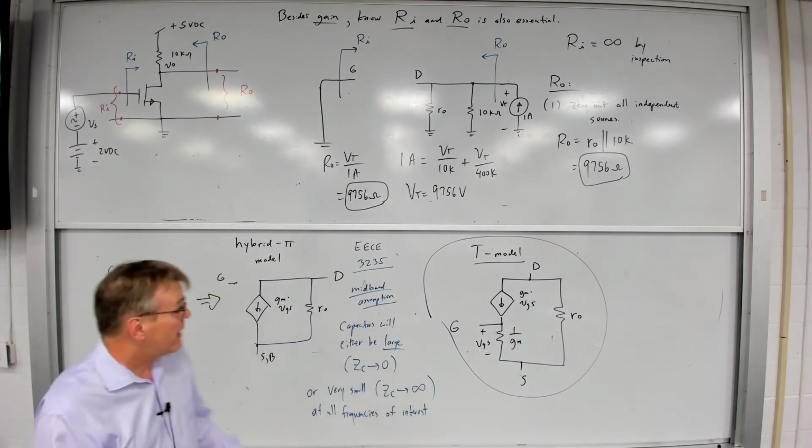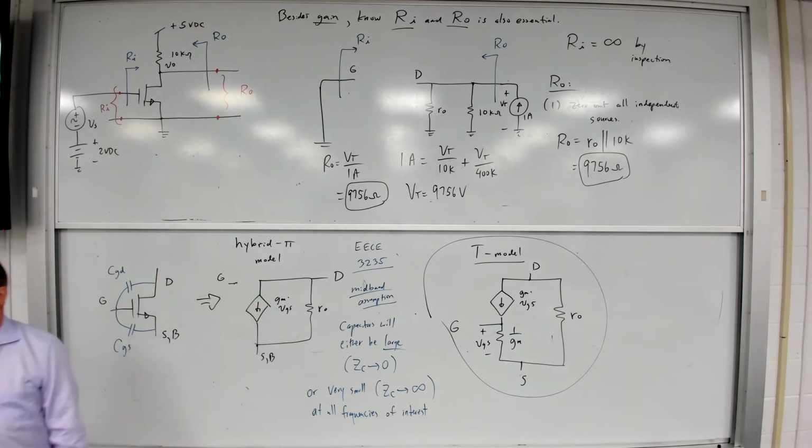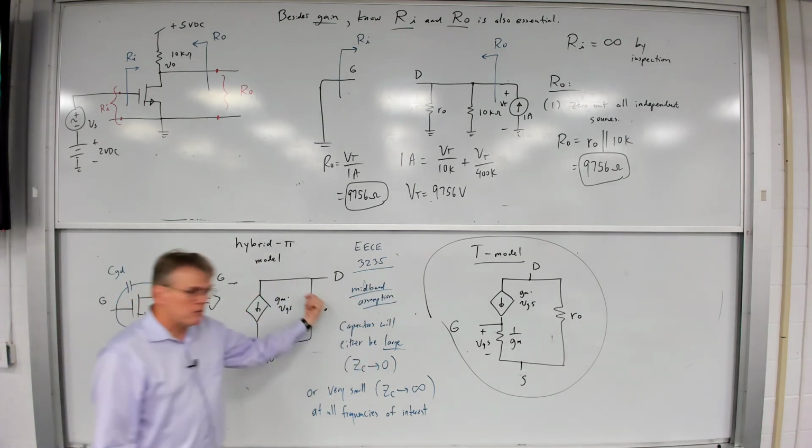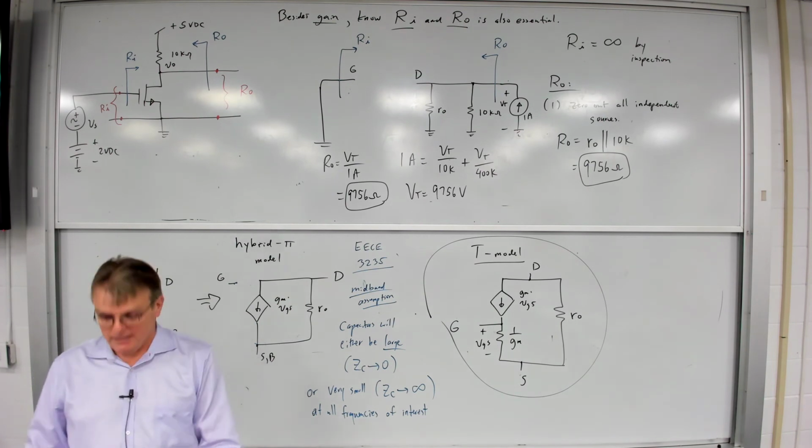However, in my lectures, I will always use hybrid pi. But the T model is an equivalent model for you to use if you wish to use it. But if you don't want to ever think about it or mess with it, you can just stick with the hybrid pi model. All right?